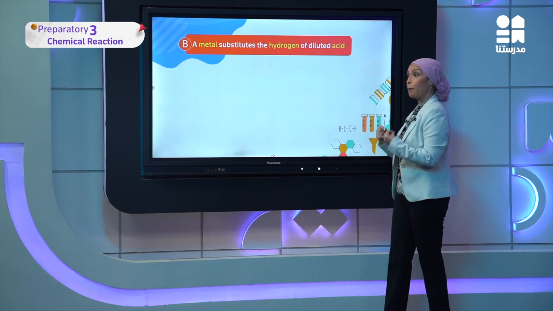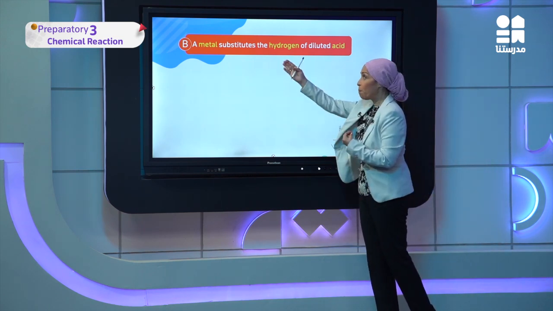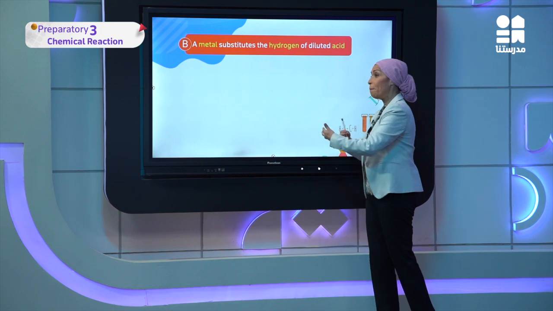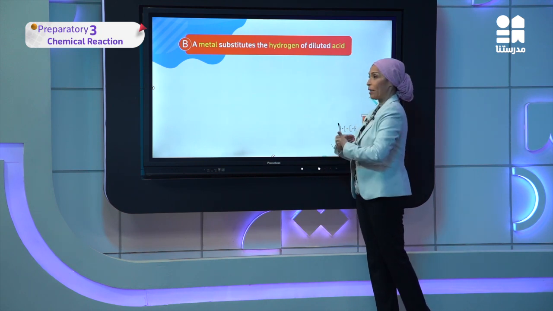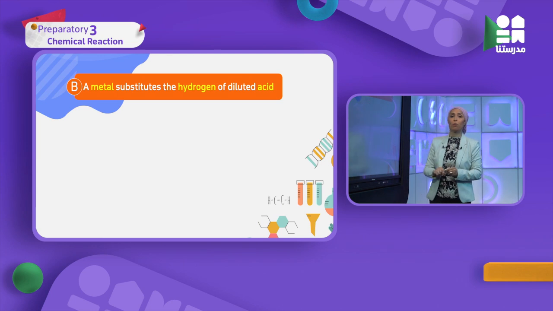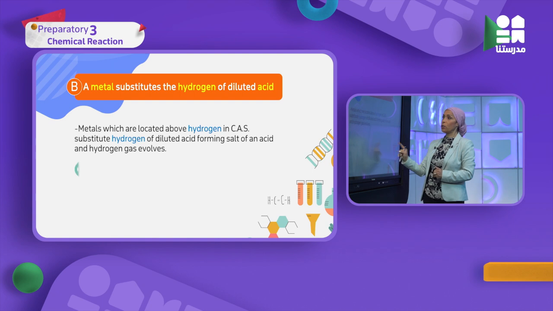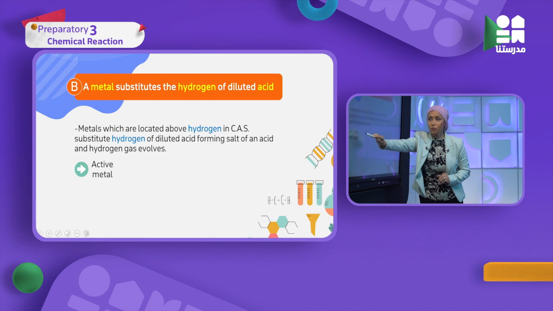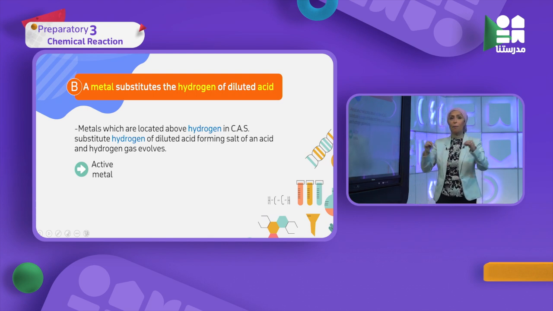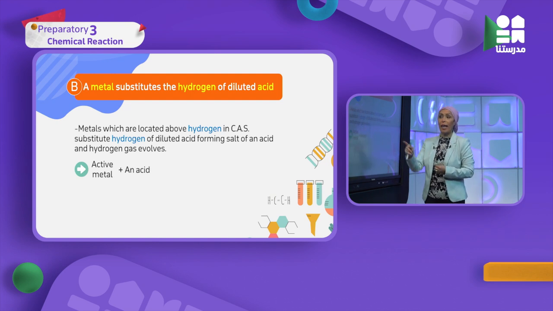I said there is another substitution. Remember, substitution means the metal removes something and takes its place. Here again it is hydrogen, but I use the hydrogen where? In the acids. Let's see another experiment. Any active metal, and by active I mean located above hydrogen in the chemical activity series, with any acid will give me the salt of the acid.